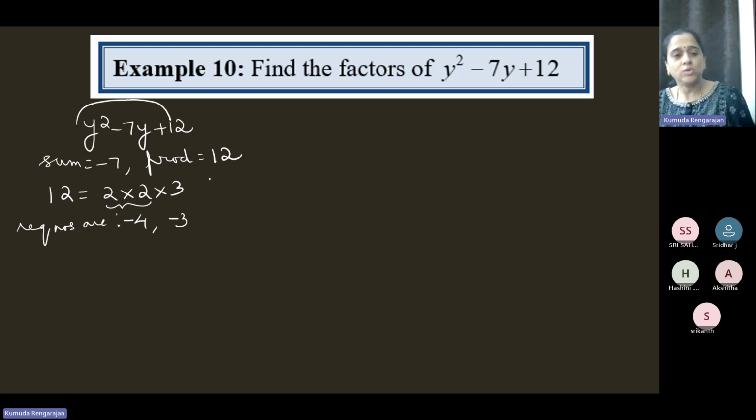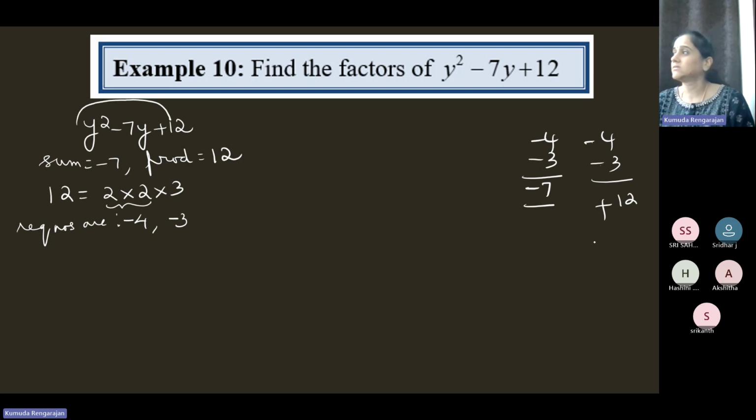So 2 into 2, 4 and 3. We found the two numbers 4 and 3. Now we have to fix the correct sign. So it's minus 4 and minus 3. Because minus 4 minus 3 is minus 7 and minus 4 into minus 3, when you multiply 4 threes are 12, minus into minus is plus. So minus 4 and minus 3 are the required numbers.